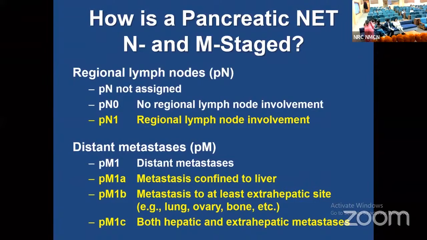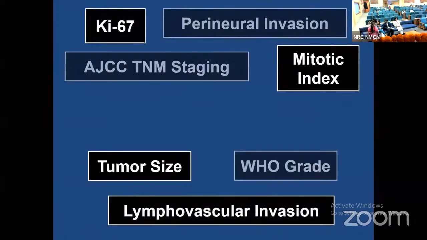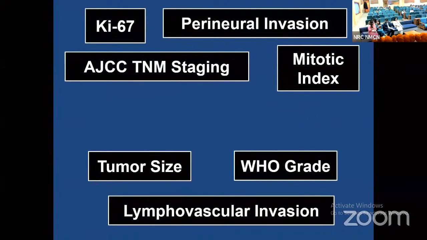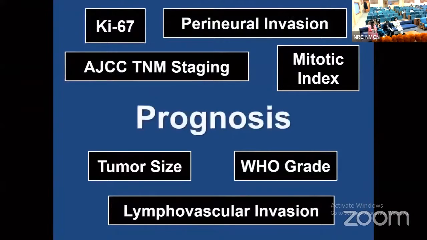This 3-tiered M1 staging system is universally used among all gastroenteropancreatic neuroendocrine tumors. But really, what is the point of evaluating a PanNET for Ki-67 index, WHO grade, tumor size, tumor stage, and other pathologic features such as lymphovascular and perineural invasion? Well, in effect, we're all trying to determine the prognosis of the neuroendocrine tumor itself.